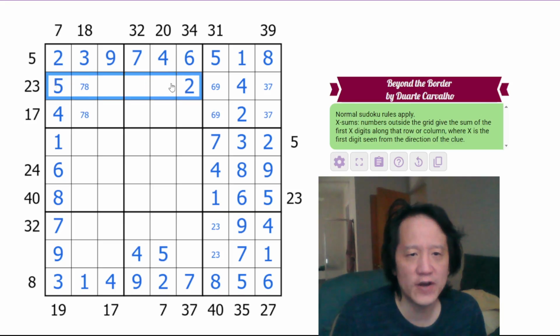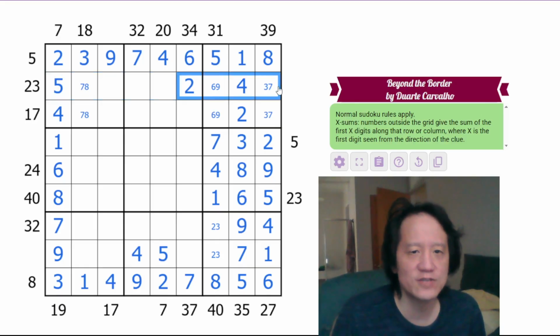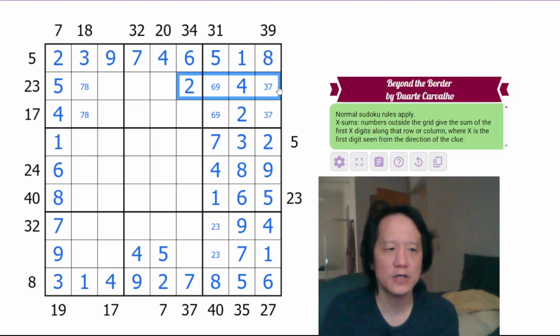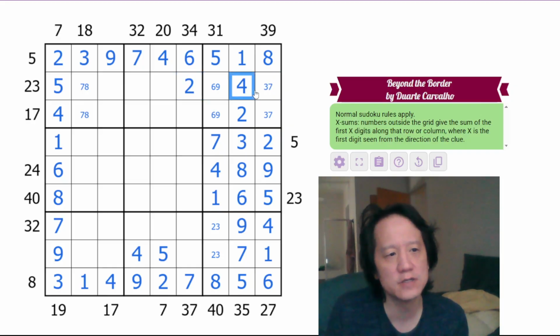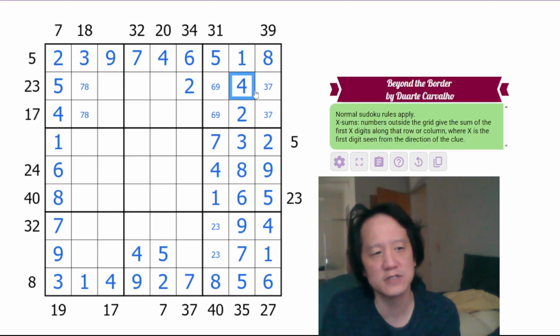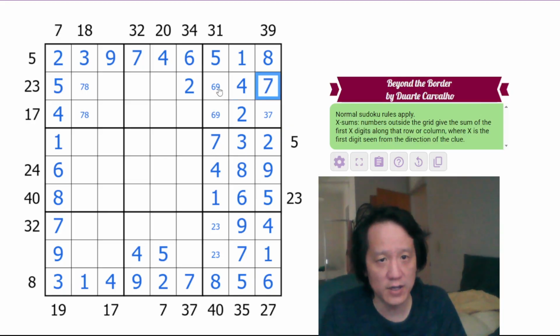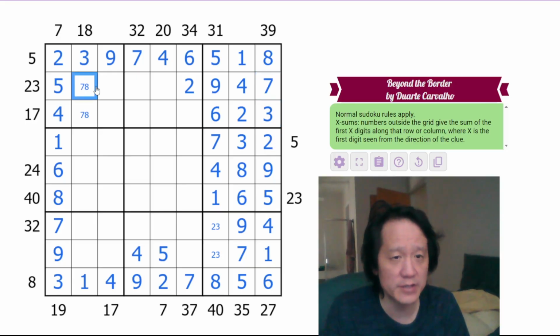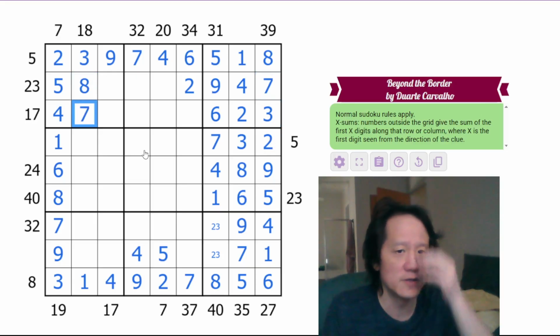Okay, the first 5 digits here add up to 23. That means that the last 4 must add up to what? 22? Right, 45 minus 23 is 22. 22 minus 6 is 16. Only 2 unique digits can ever add up to 16. In normal Sudoku, it has to be 7 and 9, which makes this 6 and 3. This 7 eliminates 7 here, so it's 8 and 7.